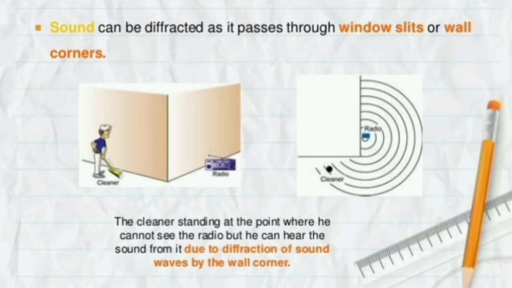As you can see, the cleaner is standing at a point where he cannot see the radio, but he can hear the sound from it. This is due to the diffraction of sound waves by the wall corner. Let us look at the following demonstration done using the ripple tank to get a better understanding of diffraction.